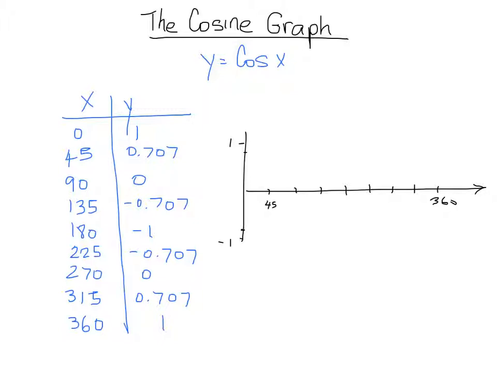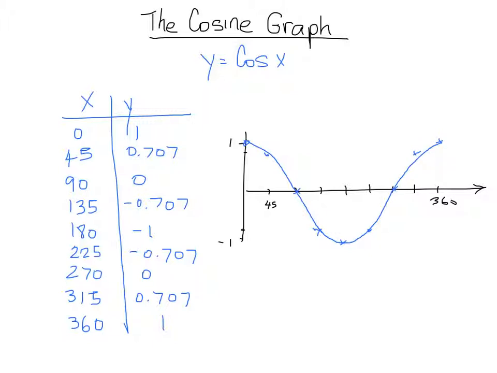Okay, so let's go ahead and plot these points. We start off here at 1. And then we go to 0.707 at 45, 0.707 at 90, and 0. And then we keep going. We go down to negative 0.707, and then down even further to negative 1, sorry. Then 225 goes with negative 0.707. 270 goes with 0. 315 with 0.707 up here. And then we end up back at 1. So our graph roughly looks like this.